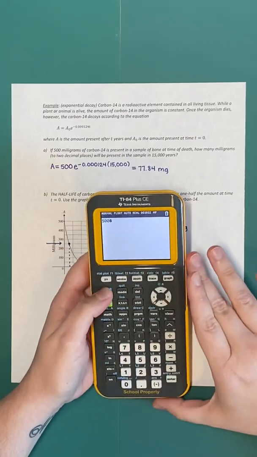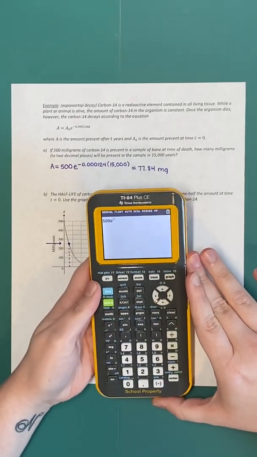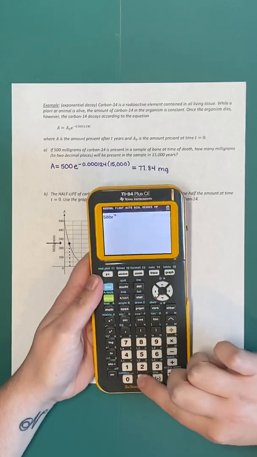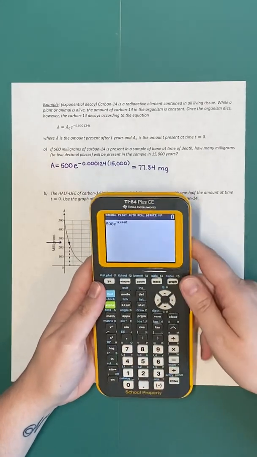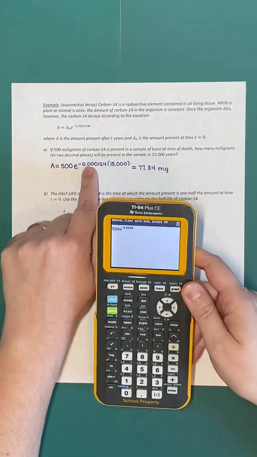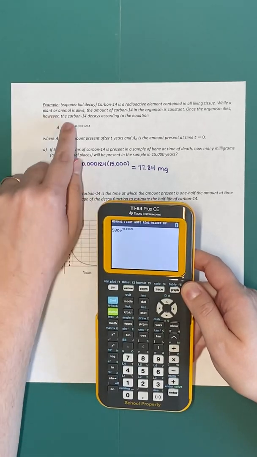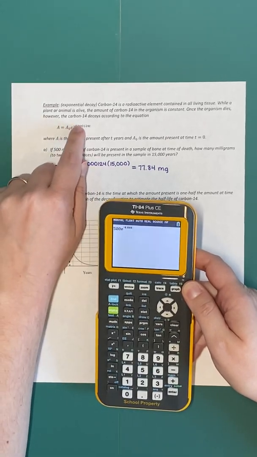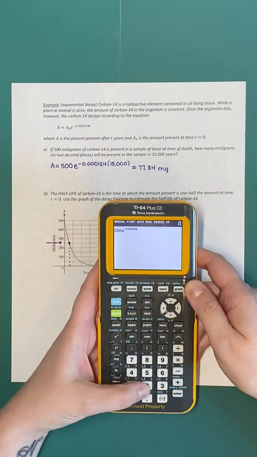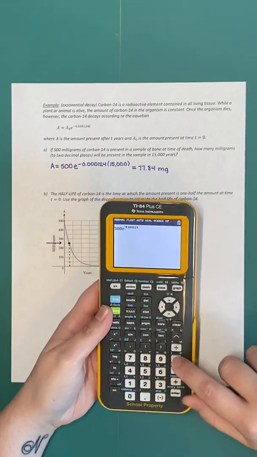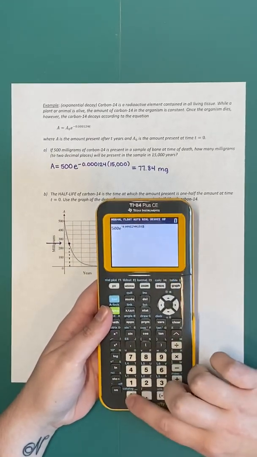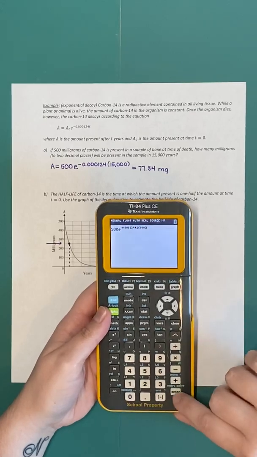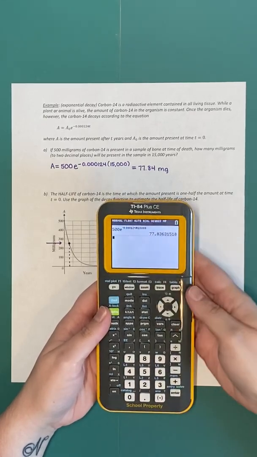So 500 times e raised to the negative 0.000124, times 15,000. Watch your zeros. Make sure you don't leave one out. Make sure you don't put in too many. It's 0.000124, times 15,000. And then hit enter. There we go.